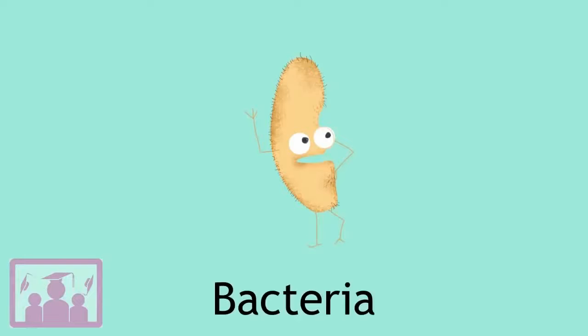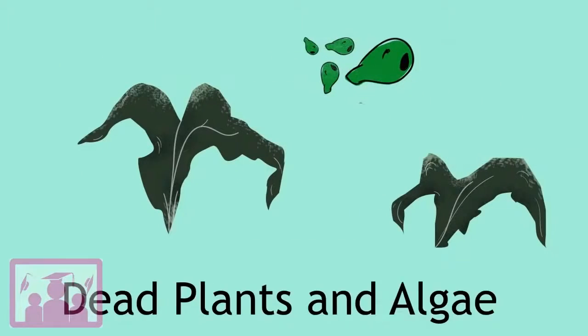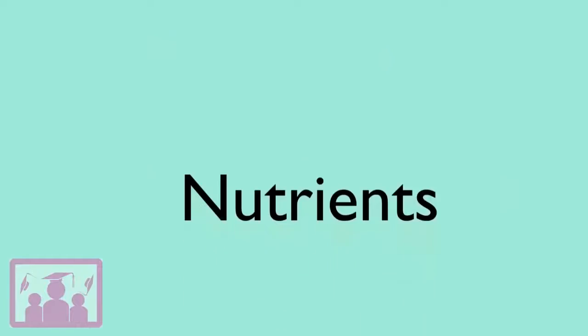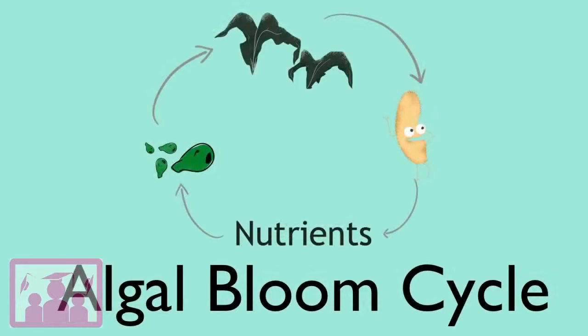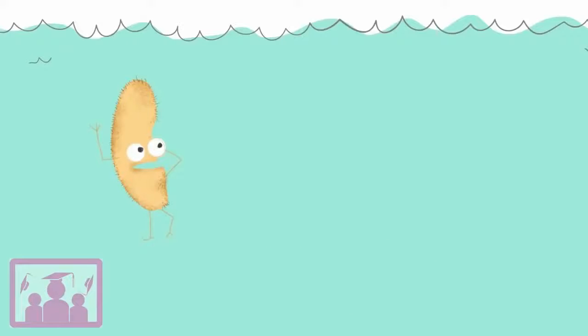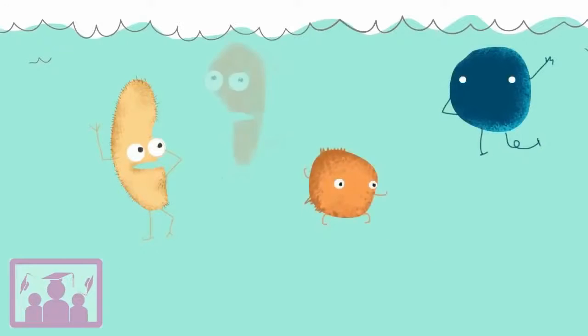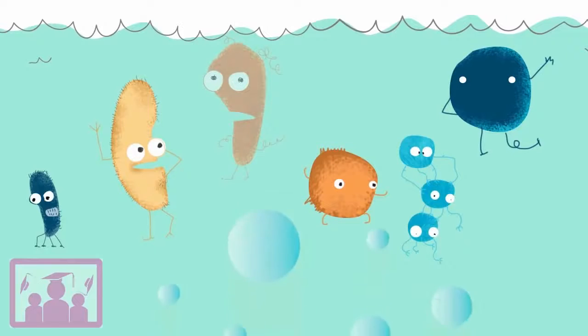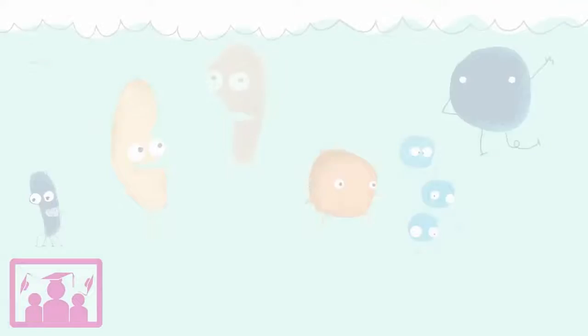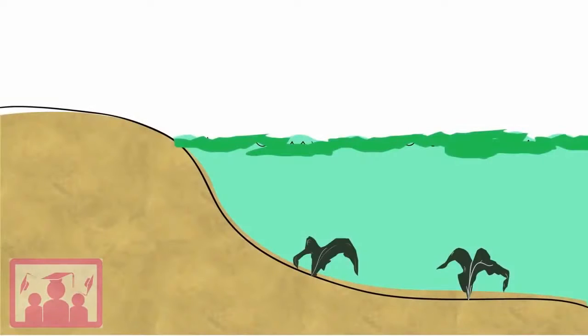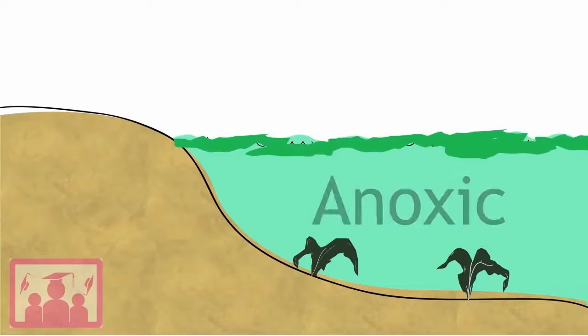Next, bacteria start to break down the dead plants and algae, and that releases more nutrients back into the water, continuing the algal bloom cycle. The bacteria, with a continuing supply of food, reproduce into much larger numbers, consuming oxygen as they grow and respire. There's not much oxygen in the water to begin with, so when the bacteria consume it quickly, it might run out completely. Water without oxygen is called anoxic.